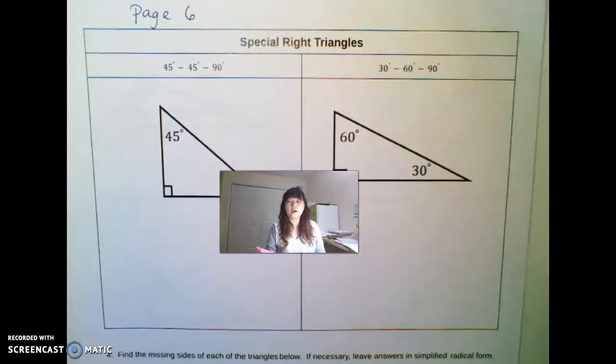Alright, so we talked about how to multiply radicals, how to rationalize radicals, and how to solve, and now we made it to triangles, finally! I'm sure you've been waiting for when we're going to talk about triangles, and here they are!